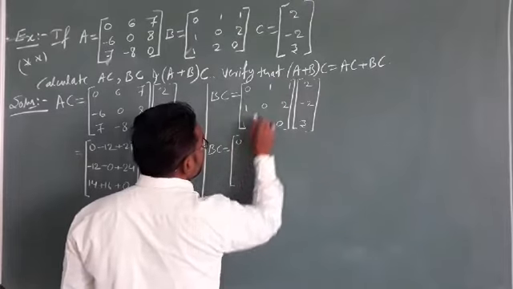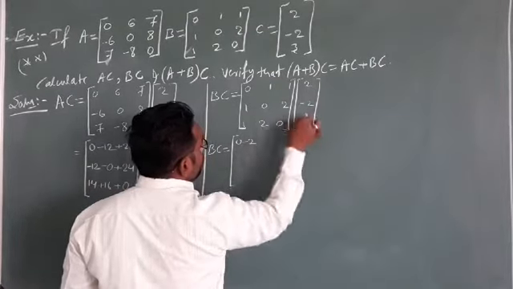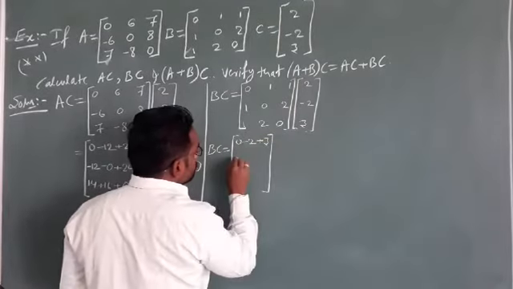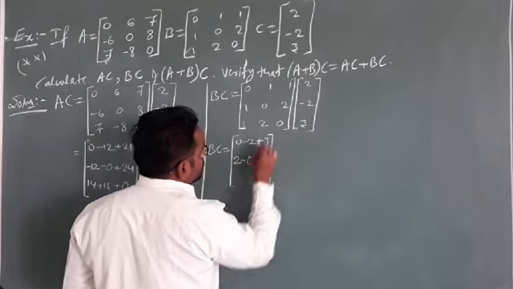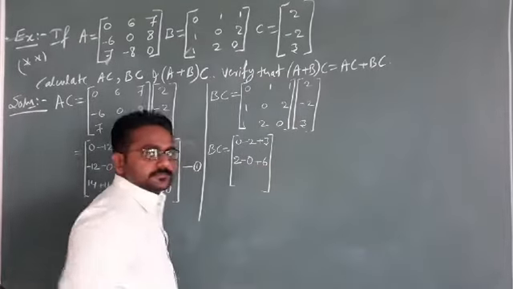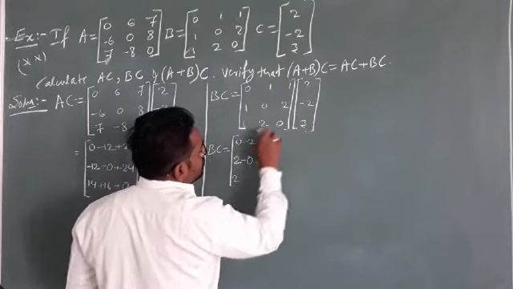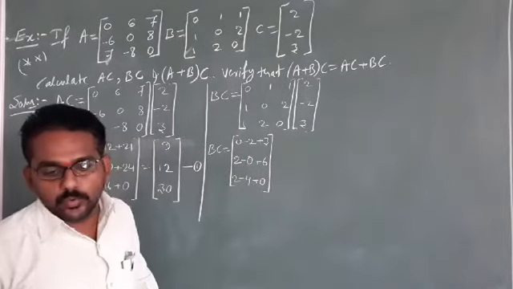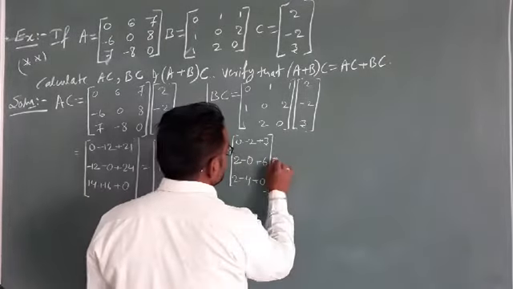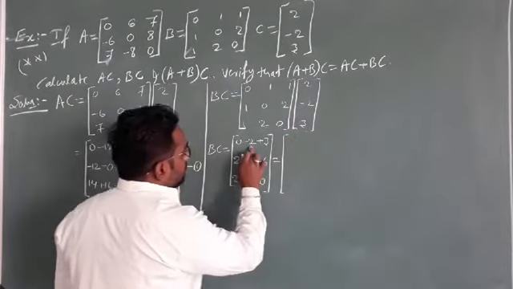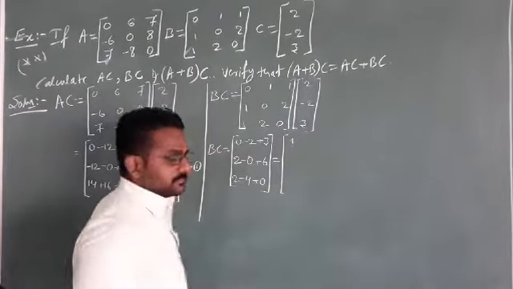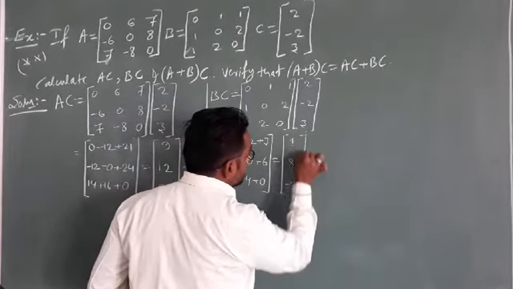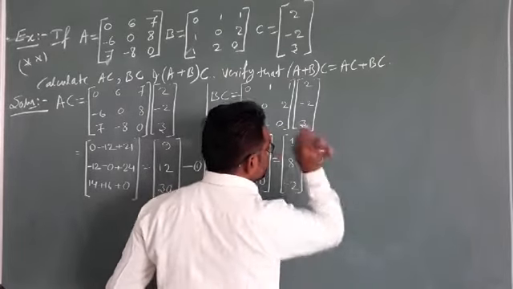So what is the result? 0 into 2, 0. 1 into minus 2, minus 2. 1 into 3, plus 3. Okay, 1 into 2, 2. 0 into minus 2, 0. 2 into 3, plus 6. 1 into 2, 2. 2 into minus 2, minus 4. 0 into 3 is 0. What is the result here, students? BC: minus 2 plus 3, that is plus 1. 2 plus 6, 8. 2 minus 4, minus 2. This is equation number 2.